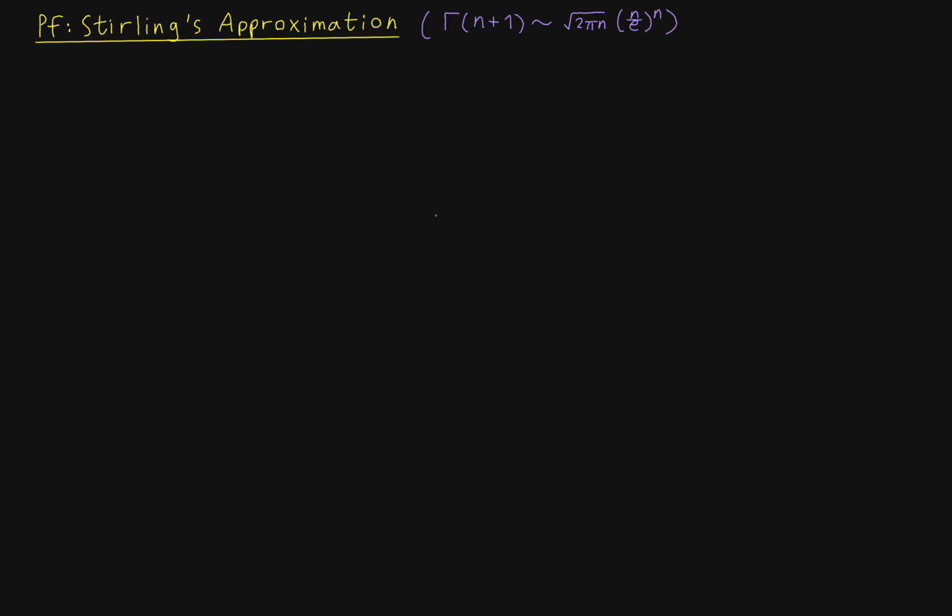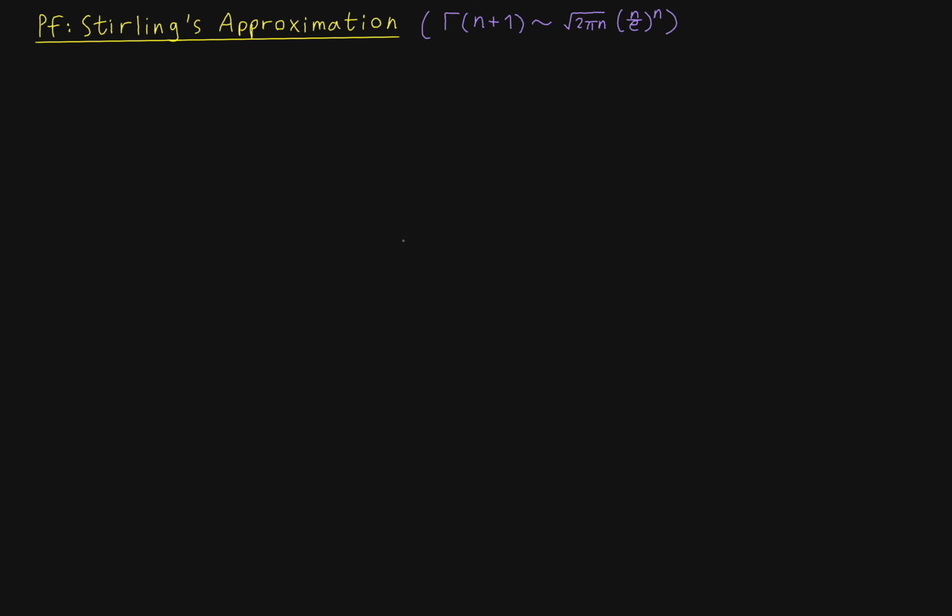So in the last video, I outlined some gamma function related formulas, and now in this video I'm going to prove them. So first off, we're going to start with Stirling's approximation. That's gamma of n plus 1 is asymptotically equal to square root of 2 pi n times n over e, all raised to the n.